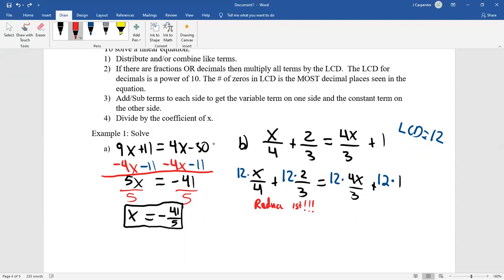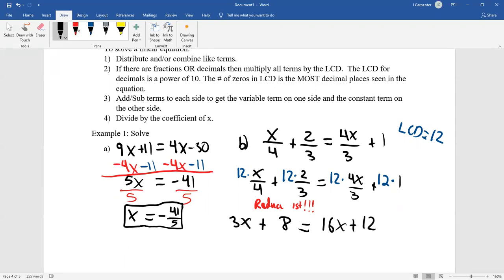So let's reduce this. The 4 goes into 12 3 times, so that's going to be a 3x. Again, 4 goes into 12 3 times, or 12 times x is 12x. 12x divided by 4 is 3. Plus 3 goes into 12 4 times. 4 times 2 is 8. Fractions are gone so far. That's great. Equals 3 will again go into 12 4 times, but 4 times 4 is 16, so that's a 16x. Then plus 12 times 1 is 12.